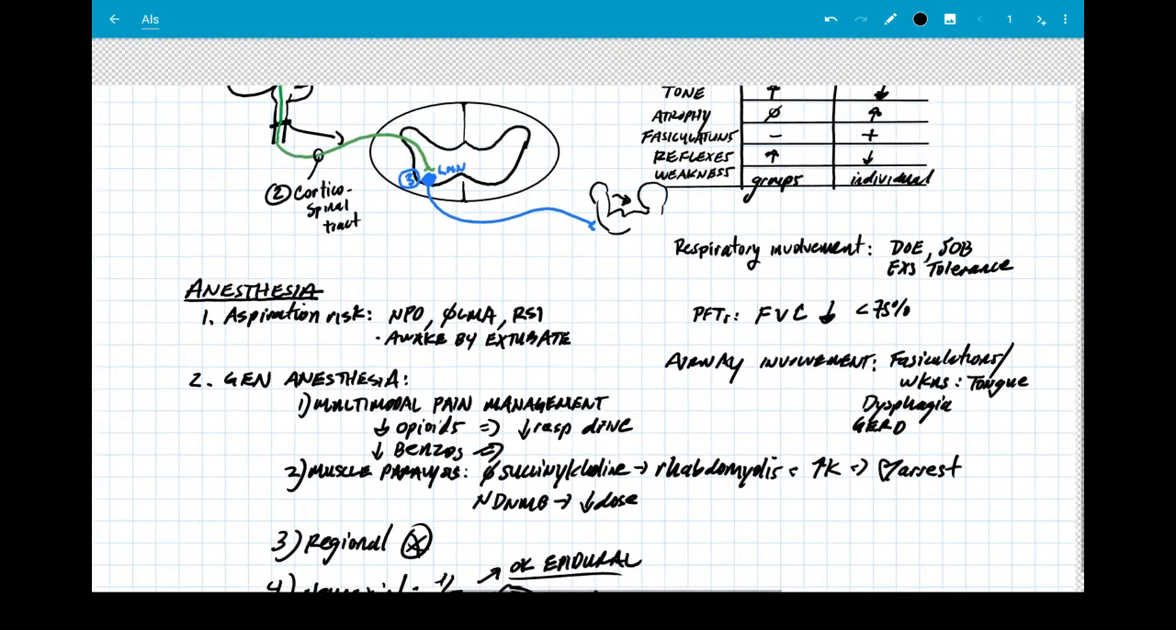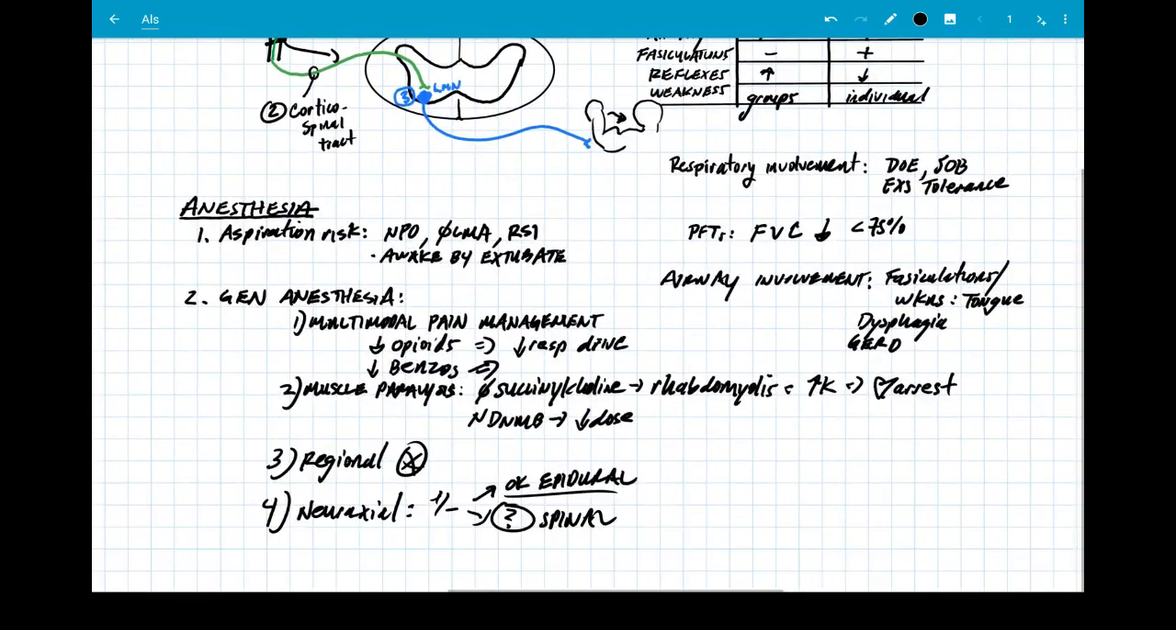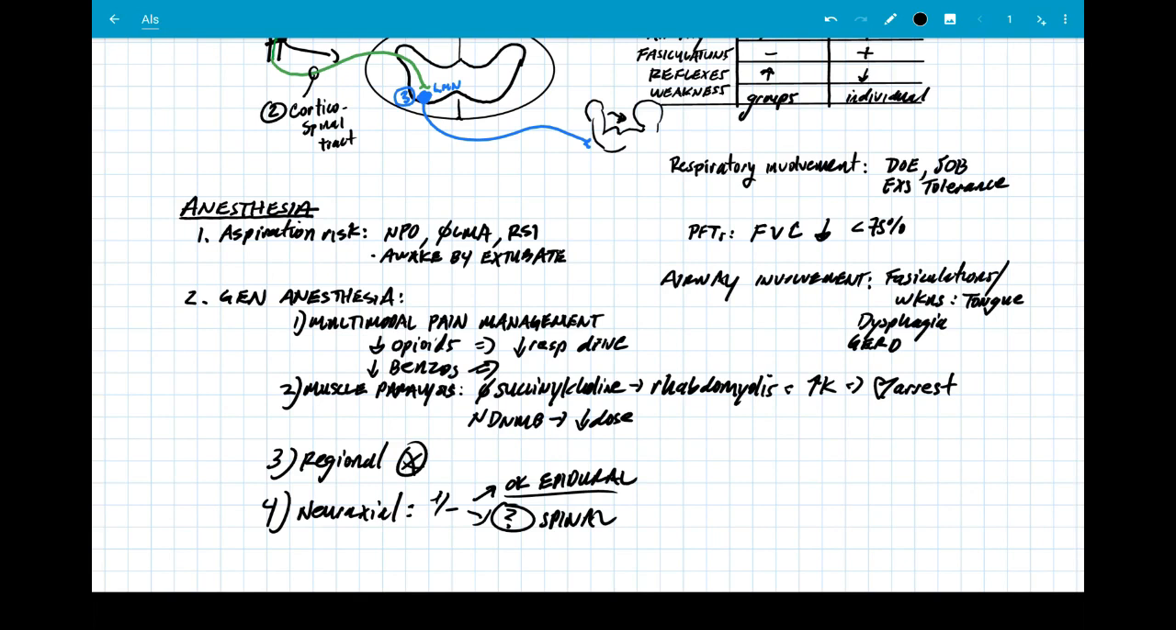They typically have upper motor neuron and lower motor neuron disease symptoms. They may have respiratory involvement, which may include dyspnea on exertion, shortness of breath, and poor exercise tolerance. If you're really unsure, you can check PFTs and you will see that their FVC is decreased. If you're wondering whether or not they have airway involvement, you can discuss with them if they've had any weakness or fasciculations in their tongue. You can ask about dysphagia or GERD symptoms as well.